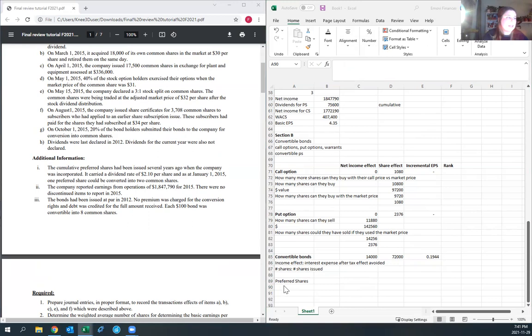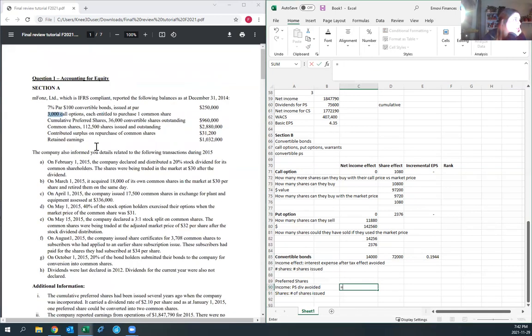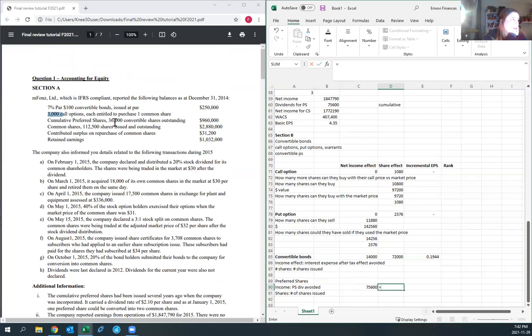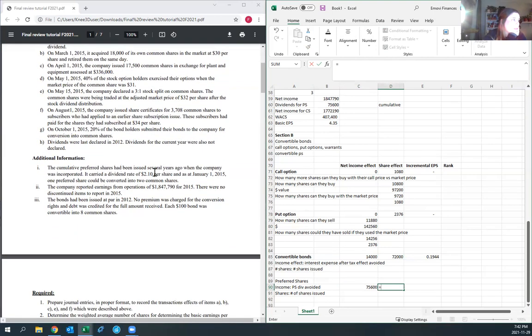And then your preferred shares, your income effect is the dividend, the preferred shares dividend avoided. And your shares is the number of shares issued. So how much dividends are you paying right now for your preferred shares is 36,000 times $2.10 per share. And then the number of shares that are going to be issued is going to be 36,000. One preferred share could be converted into 2 common shares, so it's going to be 36,000 times 2.